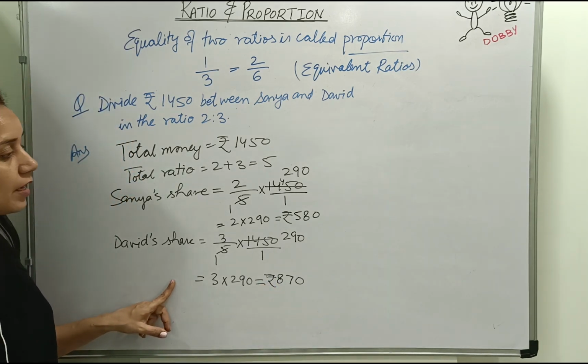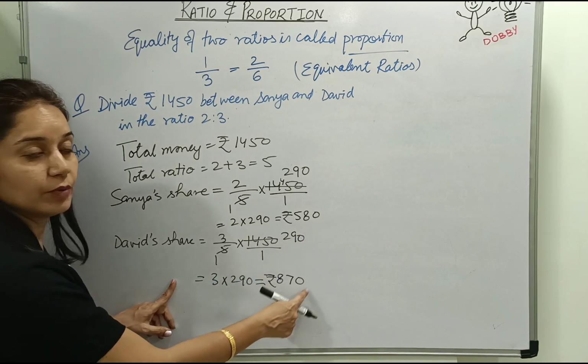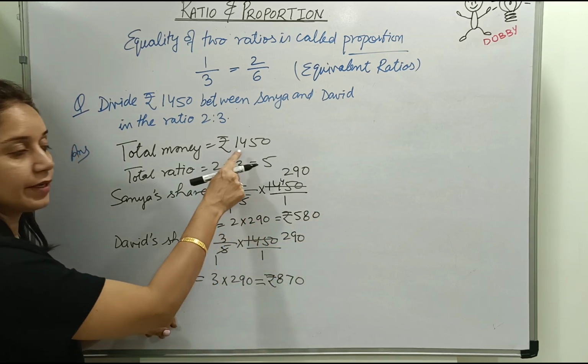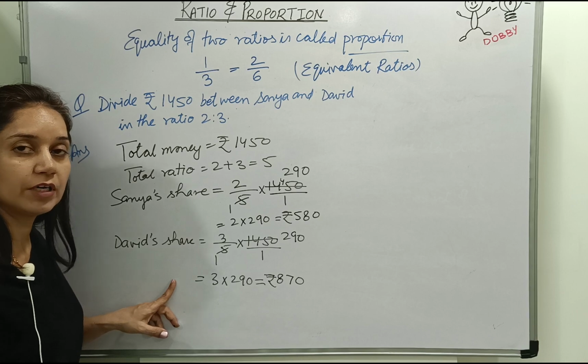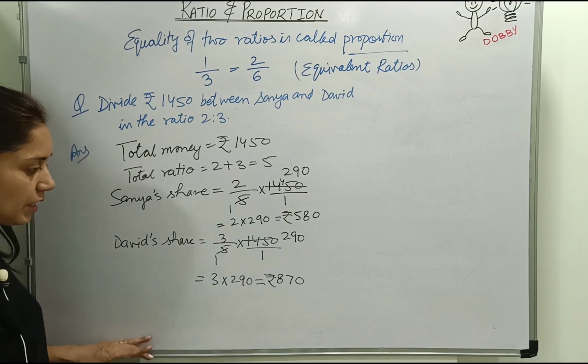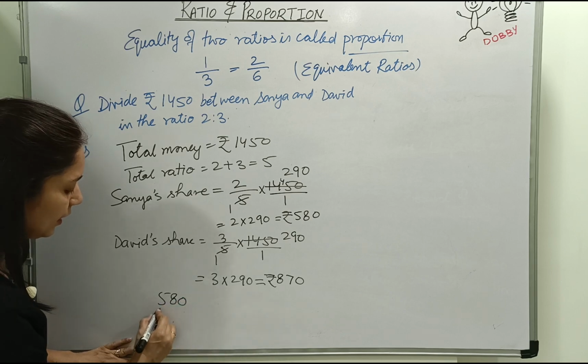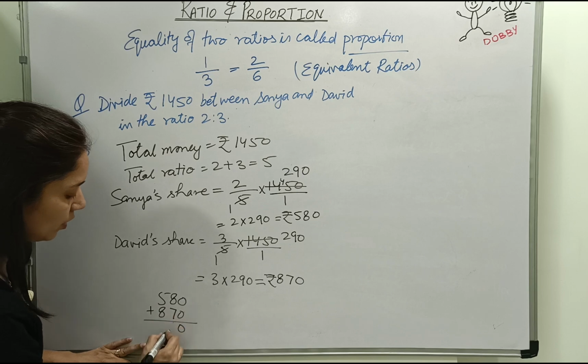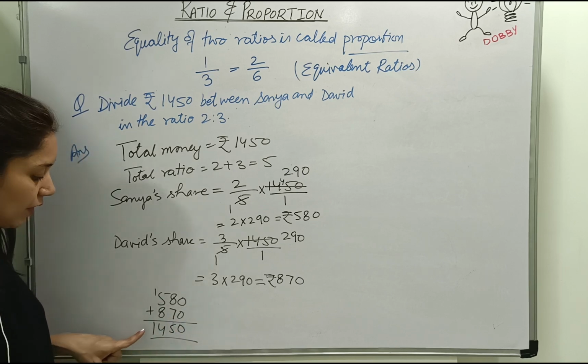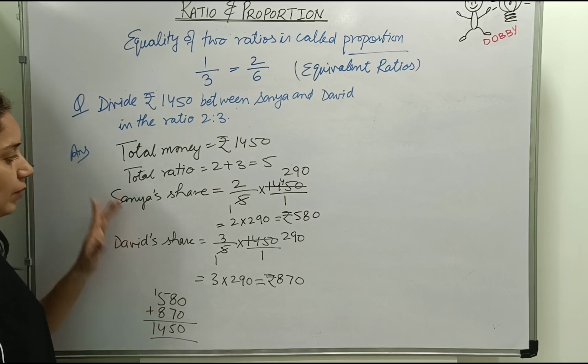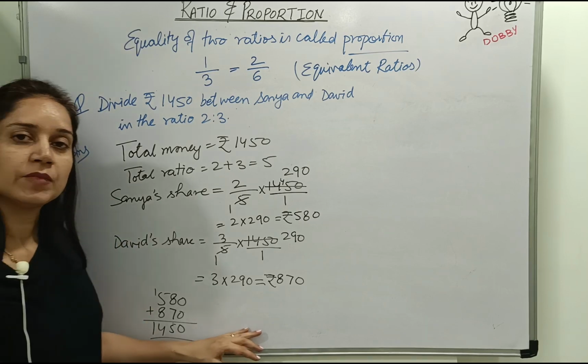We can check our answer by adding these two amounts because if it comes back the same as 1450, that means our question is correct. So 580 is Sania's share. 870 is given to David. Let us check. 0 and 5 carry 1 and 4, 0. So yes, we have divided 1450 between Sania and David.